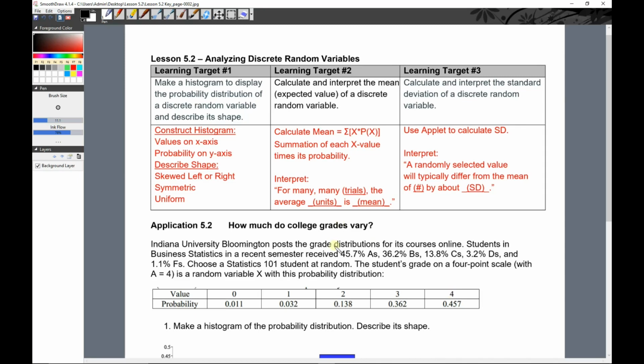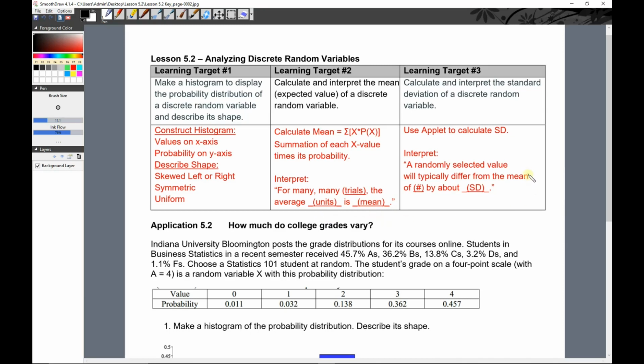Okay. All right, so when you interpret it, this is a script that you can follow. Let's just use Mrs. Gallus on the front. For many throws of the skee ball, the average points is, and I think hers was like 28.2, okay? So this is a good script. You just have to plug in whatever the context is.